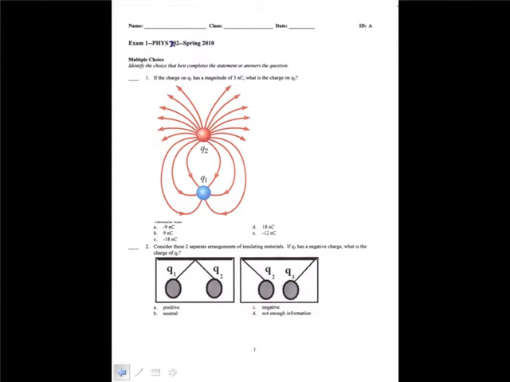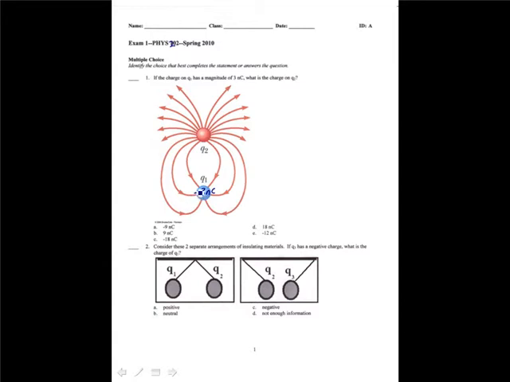Okay, this is exam 1 for physics 202 from spring 2010. In this first question it asks if the charge Q1 has a magnitude of 3 nanocoulombs, and it says magnitude. However, we know that because these lines are ending here, that it's minus 3 nanocoulombs.